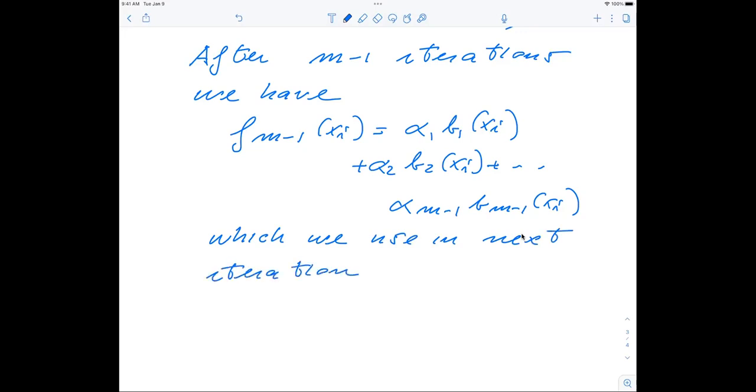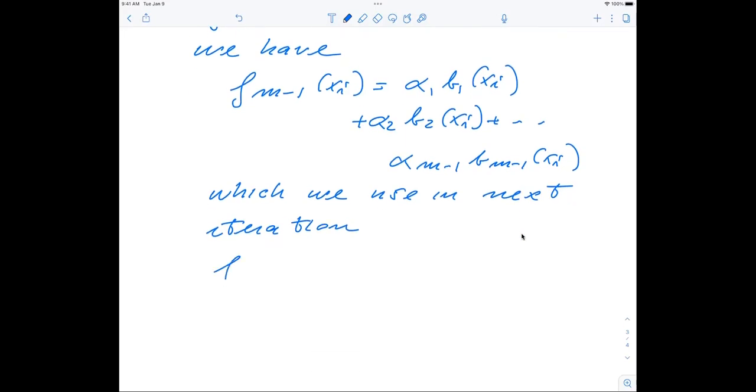And we use that one in the next iteration to define a new function f of m of x of I, which is equal to f of m-1 of x of I, plus the new parameter to determine, alpha m, multiplied with b of m of x of I. And this is something we continue till we reach the last iteration, and that will be the quantity which we feed back as our prediction. Okay?